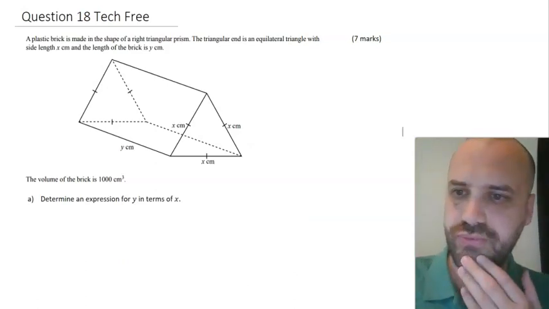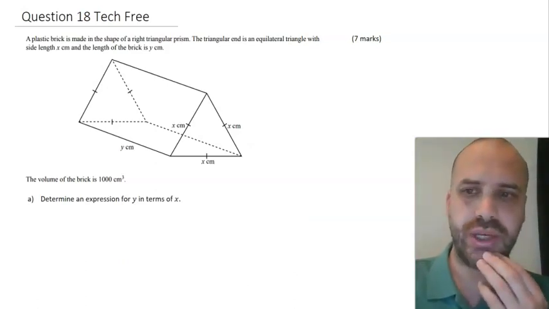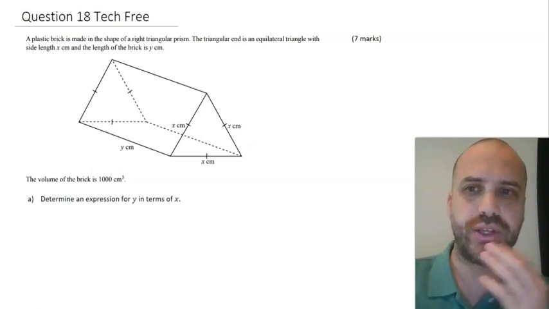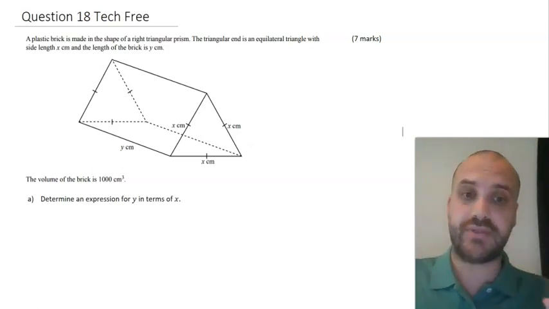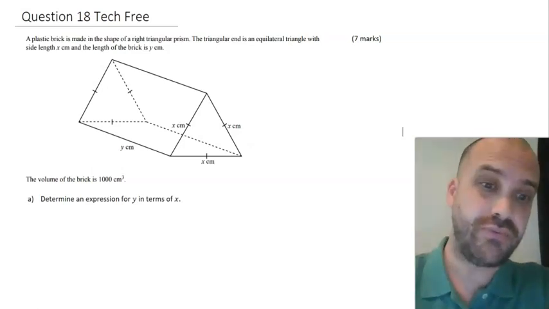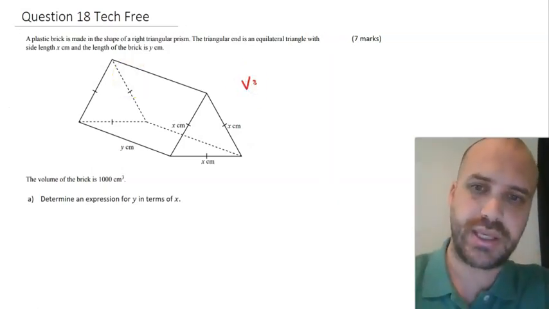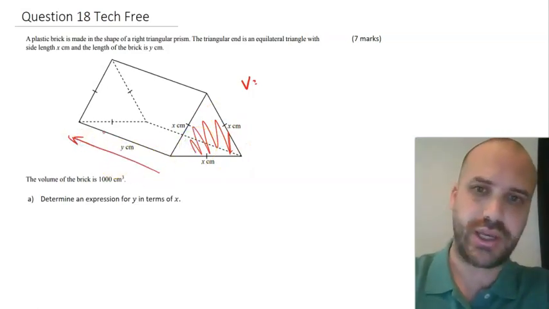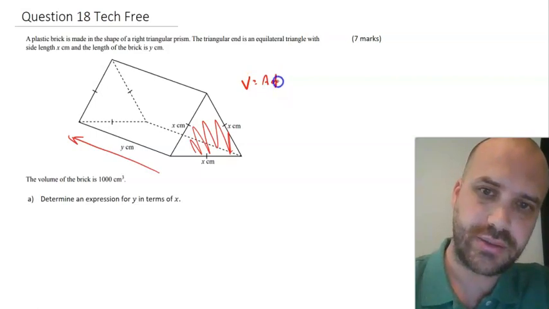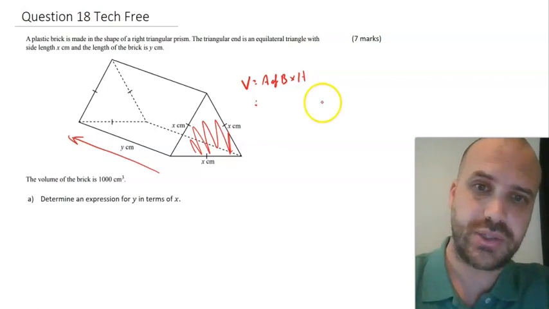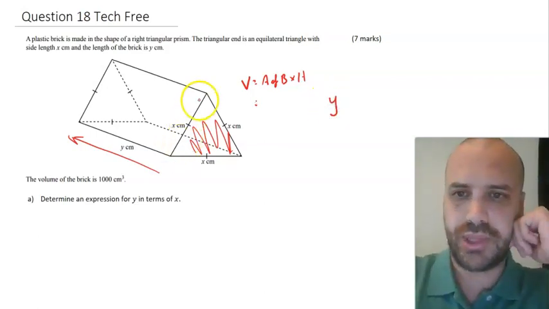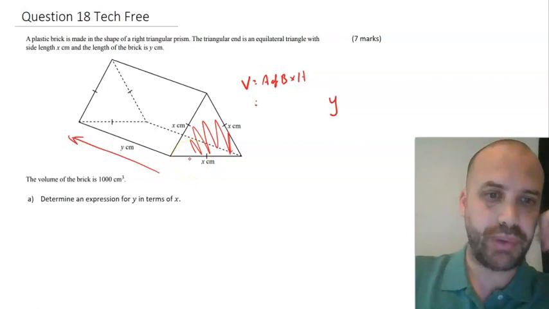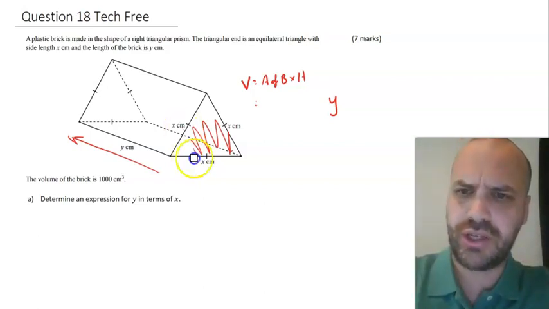Okay, so we know the volume of the brick is 1,000 centimeters cubed, and we want to determine an expression for y in terms of x. So it must have something to do with the volume, right? And we know that the volume of any prism is equal to the area of the base times the height. Now we know that the height is y, and the big problem here is finding the area of the base. Okay, I've got an equilateral triangle for a base, right?